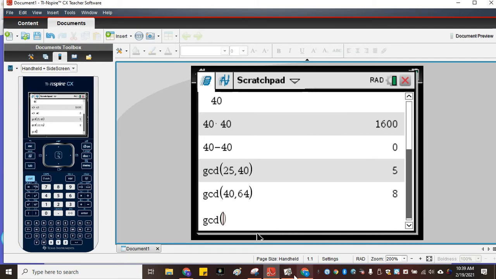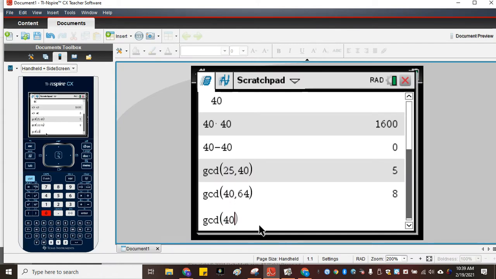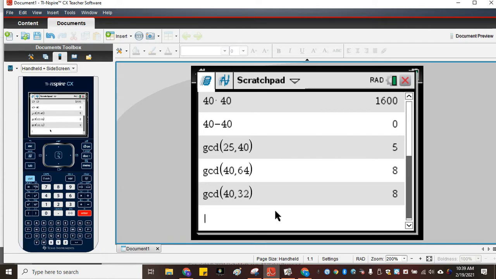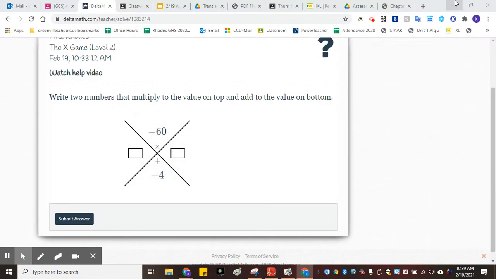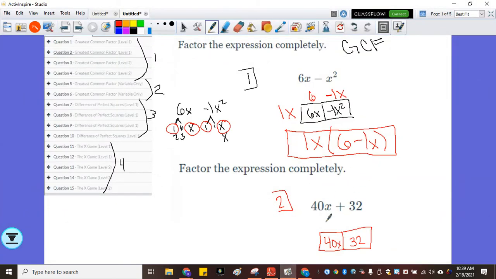And then you have to put a comma in between those two numbers. So we're doing 40 and 32. My greatest common divisor between 40 and 32 is 8. So you can't use the variables. You'll have to look at the variables themselves, individually. But the numbers itself, you can do the greatest common divisor. And if you're at home, there's a website you can use to do the greatest common divisor.